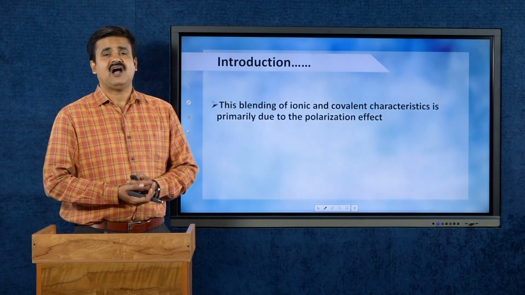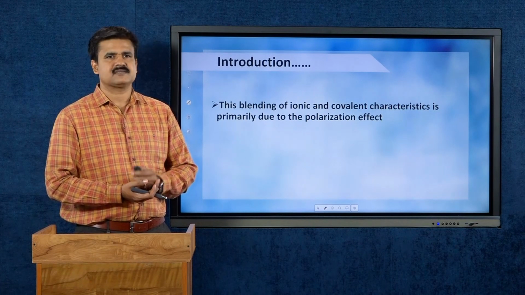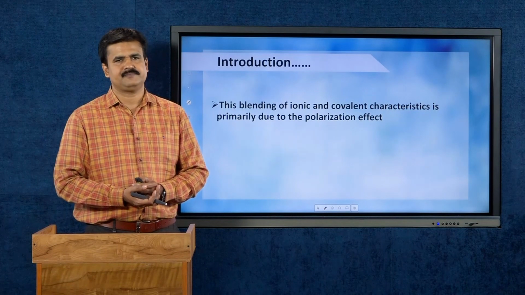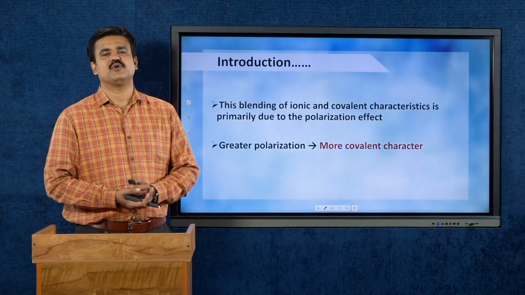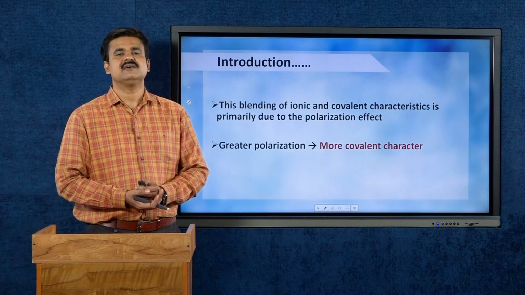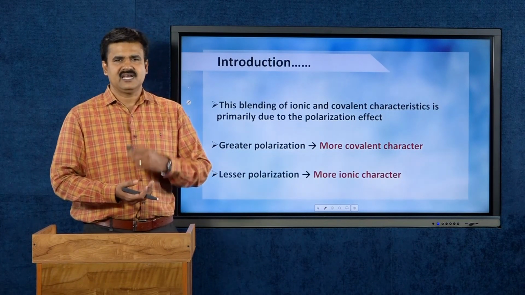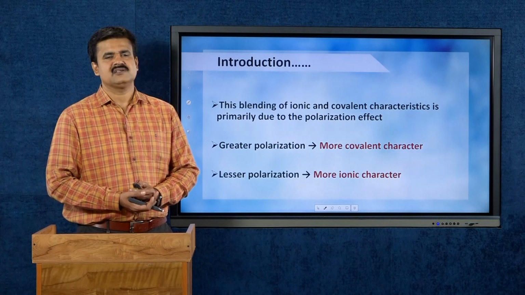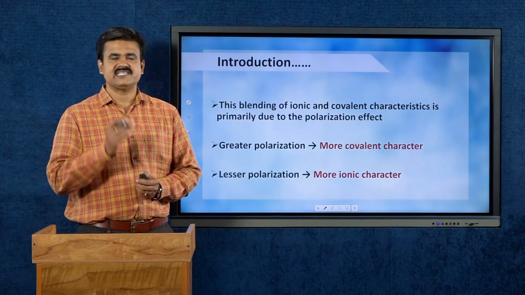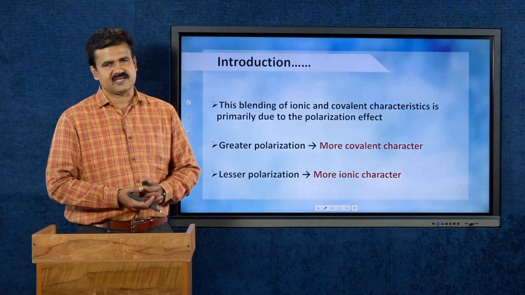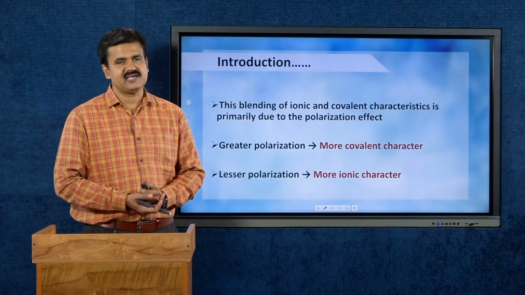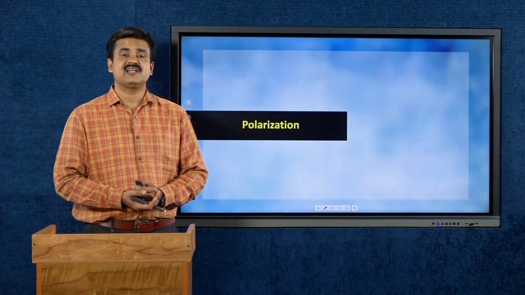The blending of ionic and covalent characteristics is primarily due to the polarization effect. Greater the polarization, more will be the covalent character. Lesser the polarization, more ionic will be the character. So, polarization is proportional to covalent character. Polarization is inversely proportional to ionic character. Now, what is meant by the term polarization?